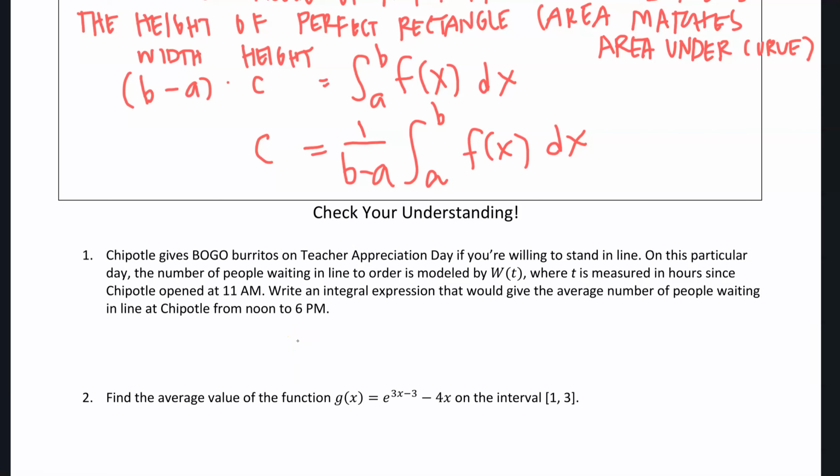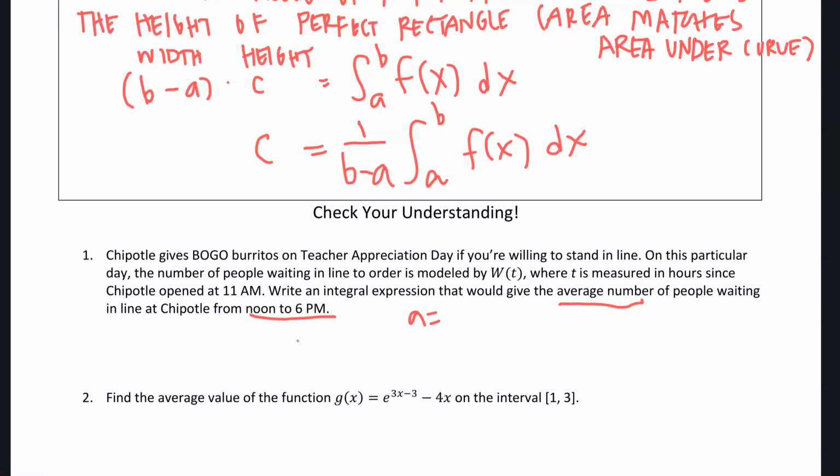Chipotle gives BOGO burritos on Teacher Appreciation Day. If you're willing to stand in line on this particular day, the number of people waiting in the line to order is modeled by W of t, where t is measured in hours since Chipotle opened at 11 a.m. Write an integral expression that would give the average number of people waiting in line at Chipotle from noon to 6 p.m. So what is my a value going to be?